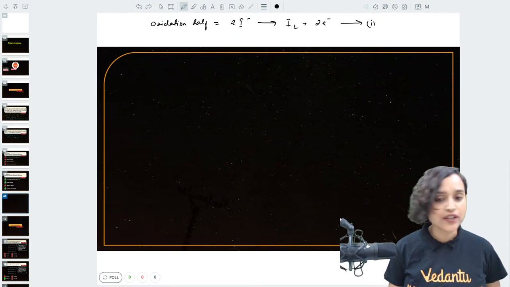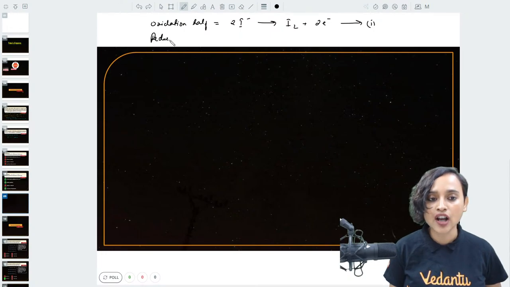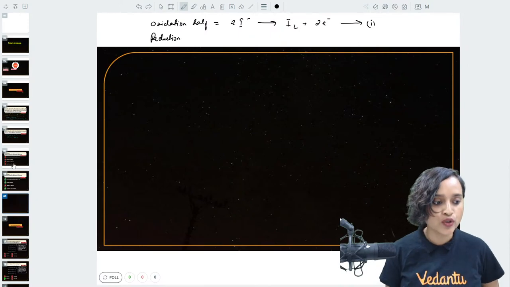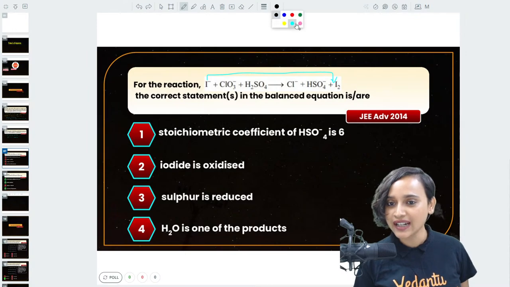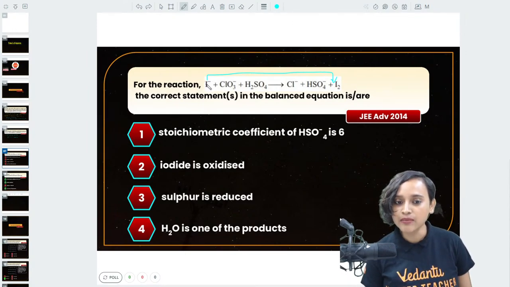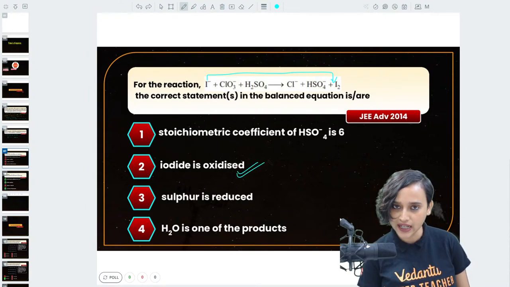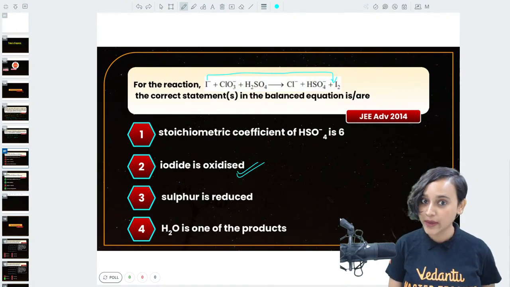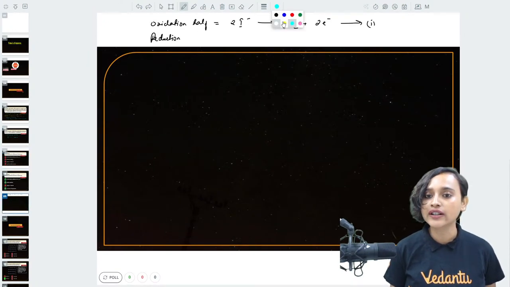Okay. All right. So this will be our oxidation half. Now let's also write the reduction half. Acha. Now, if this is the oxidation half, do you also realize that iodide is oxidized? See, I minus to I2, and I just told you that's the oxidation part. So iodide is oxidized. Option 2 seems to be making sense. Right, absolutely right.